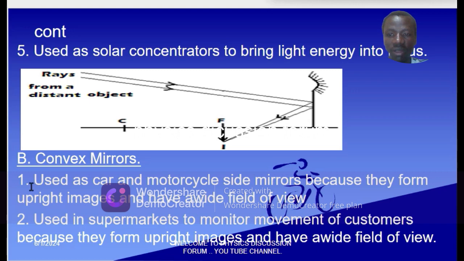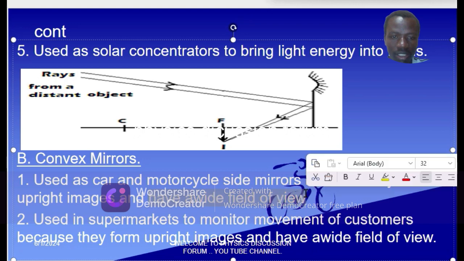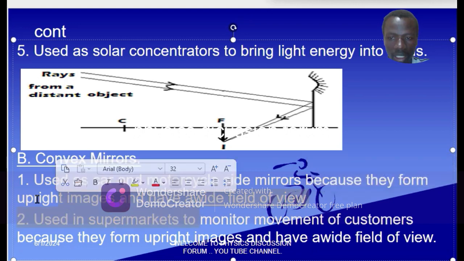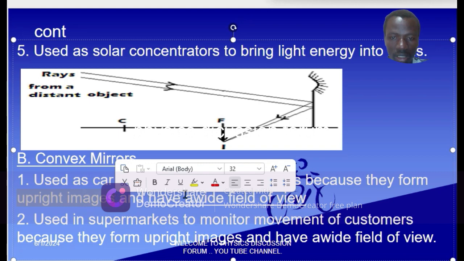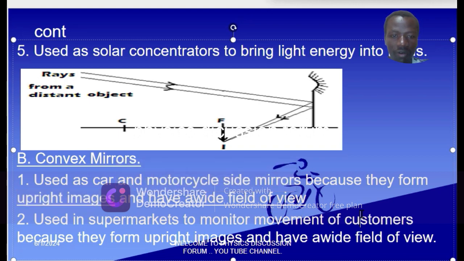For convex mirrors, the first use is as car or motorcycle side mirrors because they form upright images and have a wide field of view. These two reasons are very important; they are the reasons why we use them. You can underline them in your notes. They form upright images and have a wide field of view. That's why they are used as side mirrors.